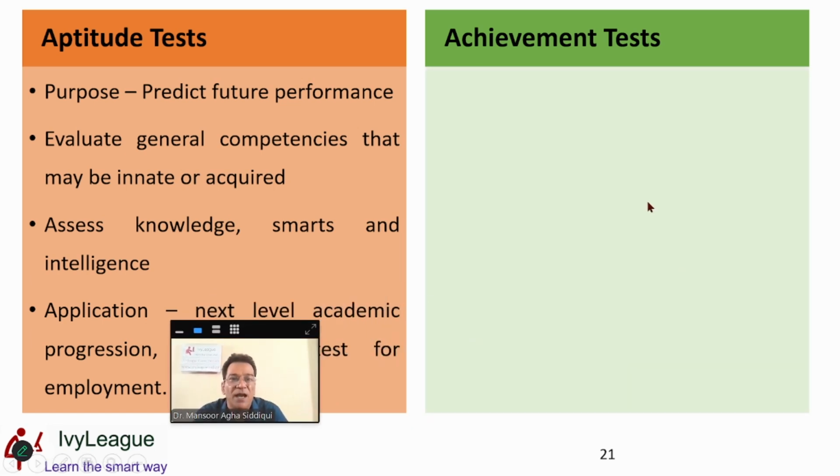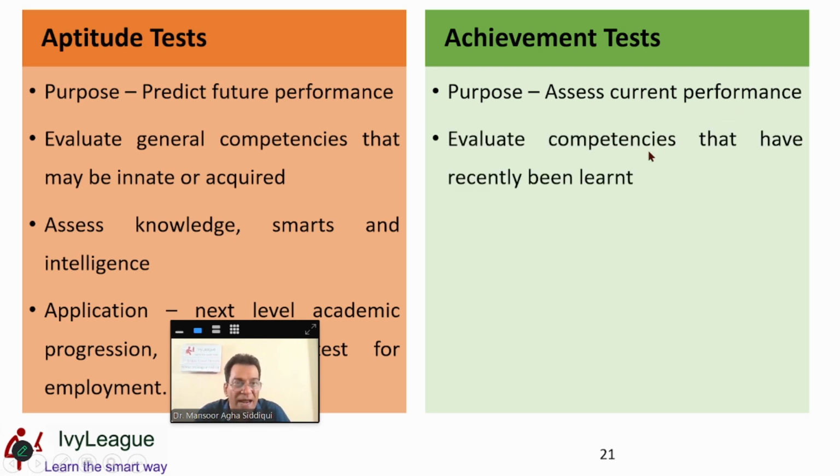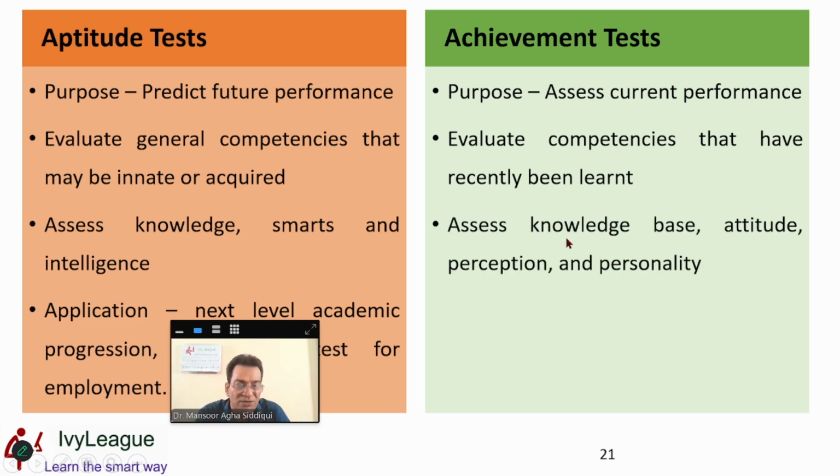Look at their focus. Achievement tests, their purpose is to assess your current situation and evaluate competencies that have recently been learned by you. They assess your knowledge base. Now, when they are testing you, they need to test you upon something, so that excuse which they have is your knowledge base. And they basically test you for your attitude, for your perception or the way you think, and the kind of personality which you have. So, in the end, achievement tests always test you for attitude, perception, and personality. And knowledge base is something which helps in getting tested for all these three broad areas.